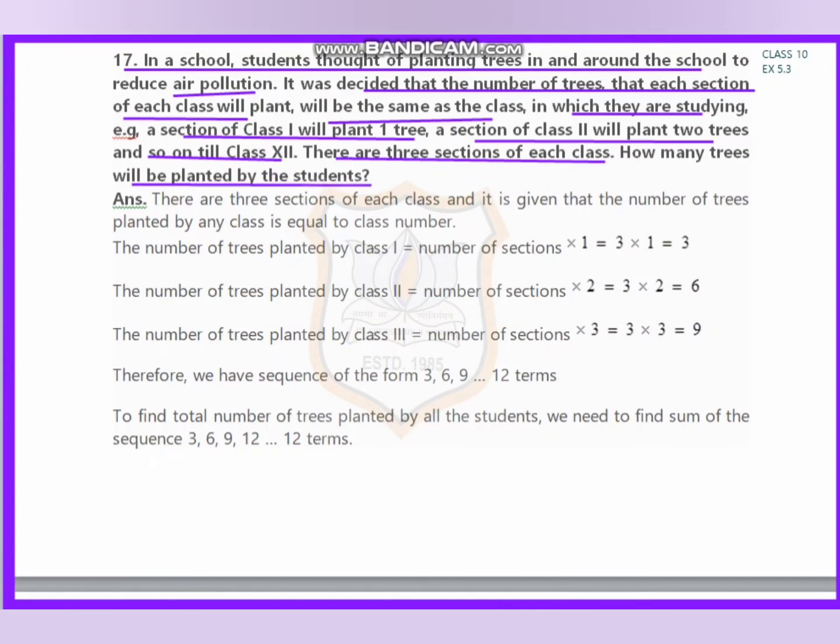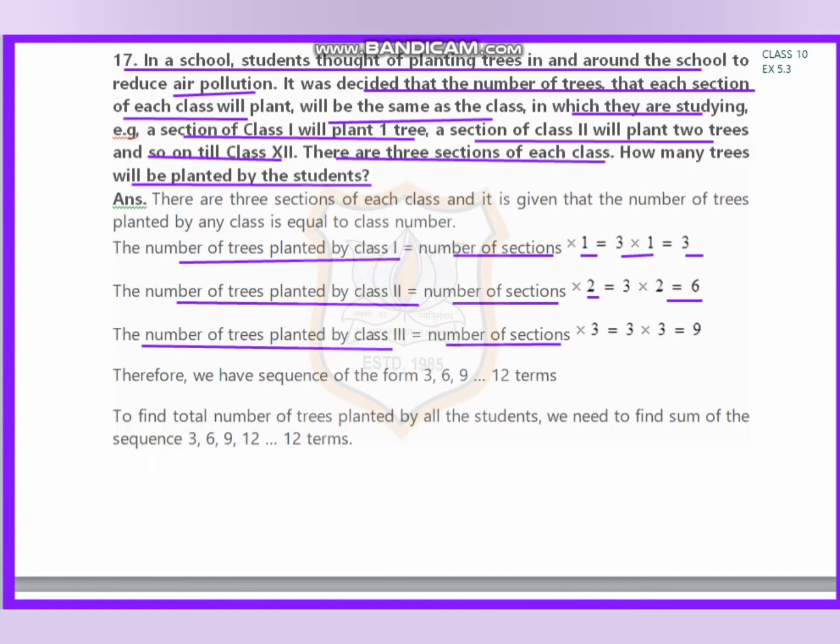First of all, we have to find the number of trees planted by class 1. There are three sections, so the number of sections into 1 means 3. The number of trees planted by class 2 equals the number of sections into 2, which is 6. The number of trees planted by class 3 is 3 into 3, which equals 9. So we have a sequence 3, 6, 9, up to 12 terms.